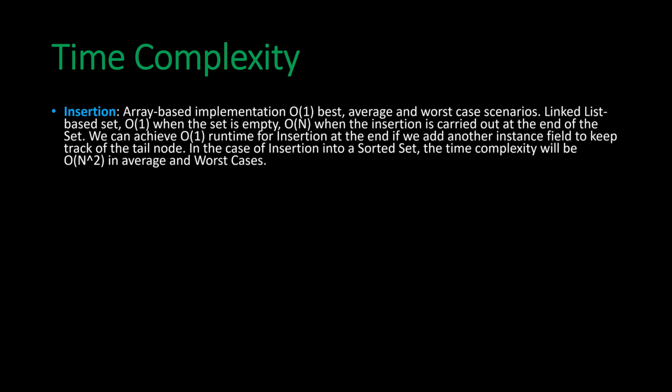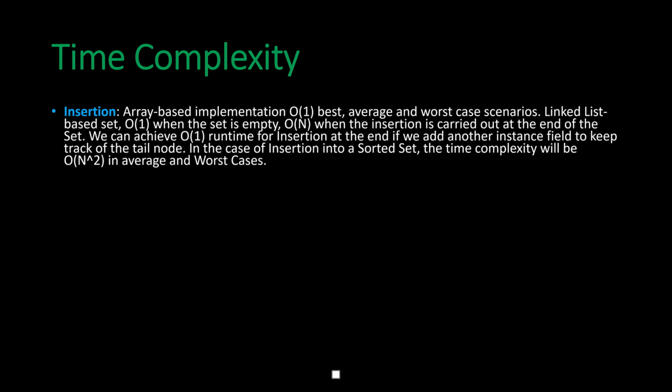Linked list based set has O(1) when the set is empty, O(n) when the insertion is carried out at the end of the set. So we have to navigate to the end of the set and insert the new element. We can achieve O(1) runtime for insertion at the end if we add another instance field to keep track of the tail node within the set. So we can use that tail node and insert instantly at the end of the set, and we can achieve O(1) runtime. It all depends on the design pattern that you will adopt to implement the set.